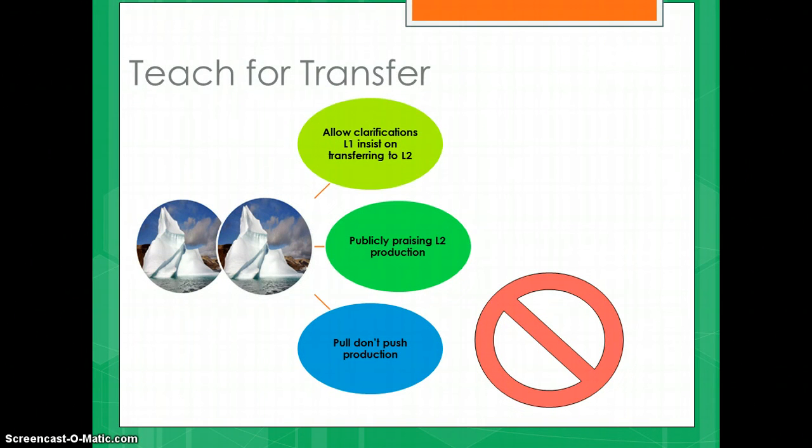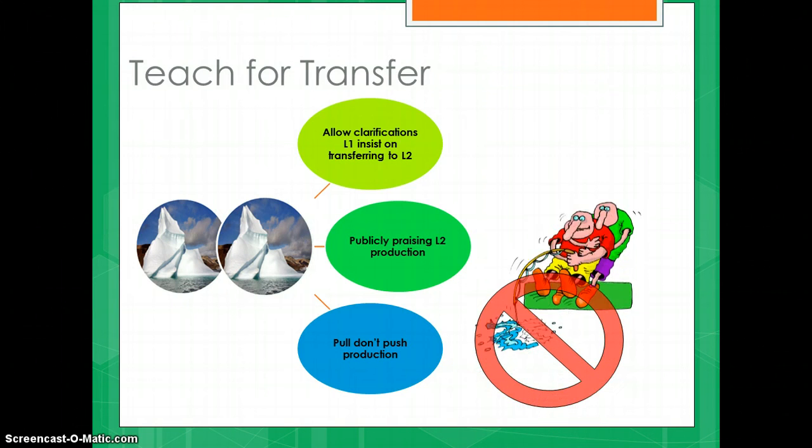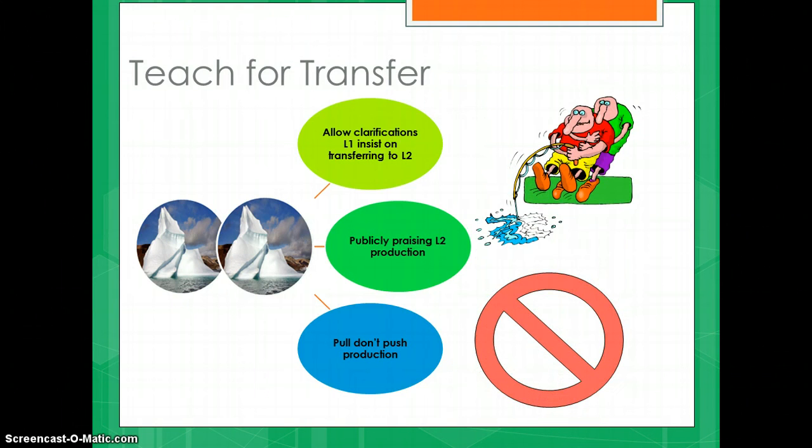So to close this part of the presentation, remember to teach for transfer between both icebergs, if you will. You can also do this by allowing for clarifications in the first language, but then insisting on transferring to the second language. Publicly praise when your students speak the second language. And pull, don't push production. Give rewards instead of punishments. Rewards for speaking the second language instead of punishments for speaking the first language.